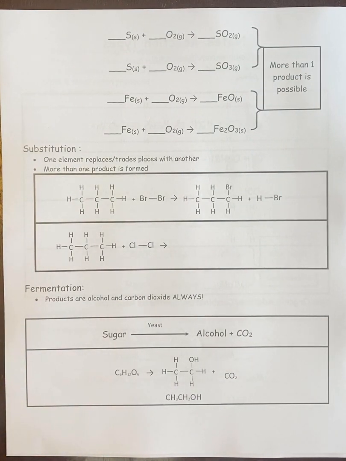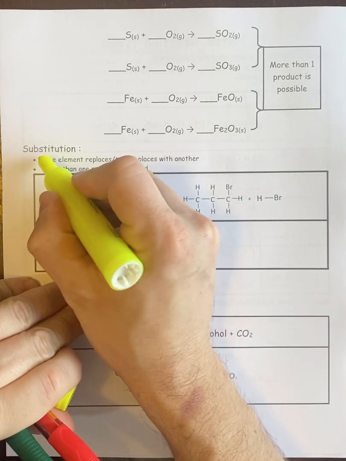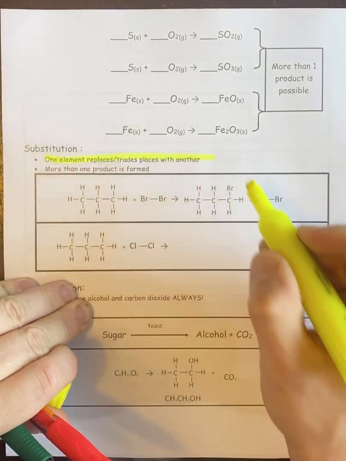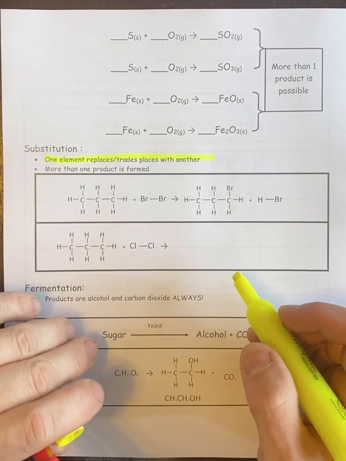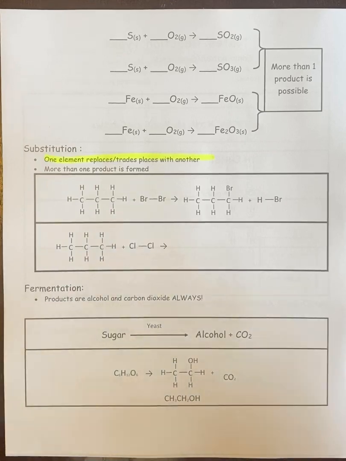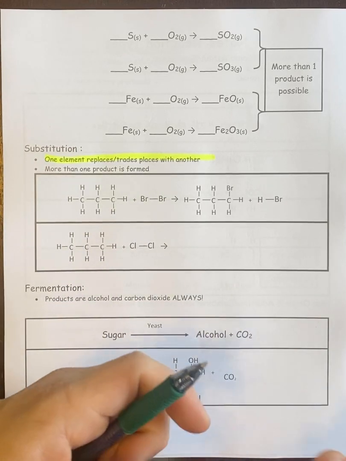Now, substitution is our next one. If you think about the name substitution, think about what's happening in a sports game. When they substitute a player for another, what are they doing? Well, they're trading one player for another player, okay? And so one element replaces or trades with another, and you often get more than one product formed. Well, you're always going to get more than one product formed, as a matter of fact.